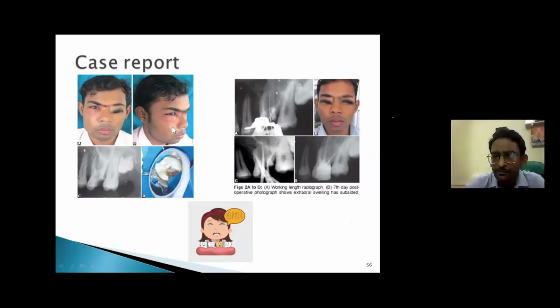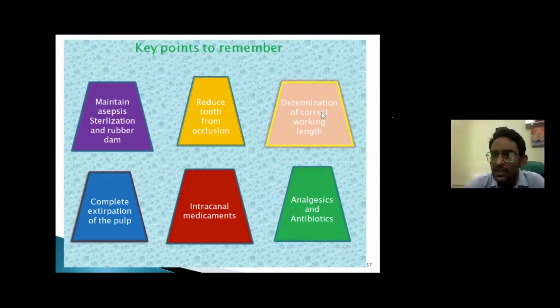So, points to remember while we're doing the management of flare-up is, we have to maintain asepsis. Sterilization and rubber dam is very much essential. Reduce the tooth from occlusion so that it won't feel any pressure. Determination of the correct working length, then complete removal of the necrotic or infected pulp, bacteria and their byproducts, their toxins. We can place intraligamentary anesthesia, and we have to give analgesic and antibiotic to the patient.